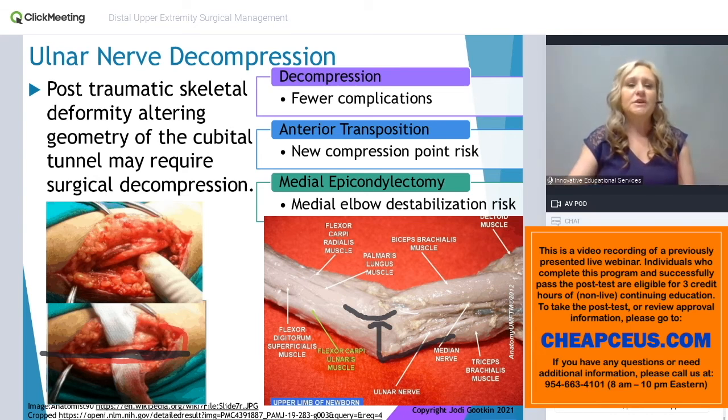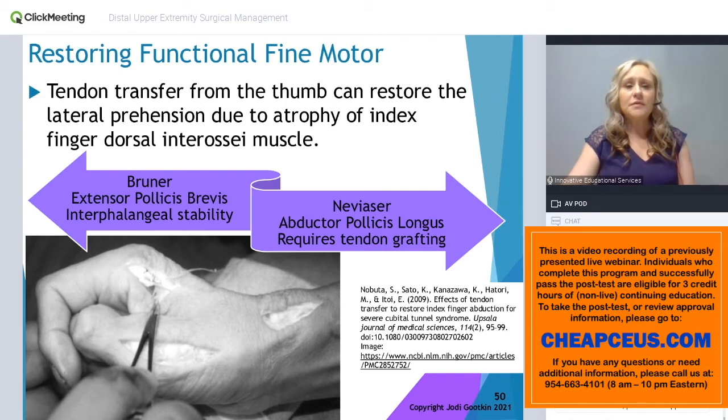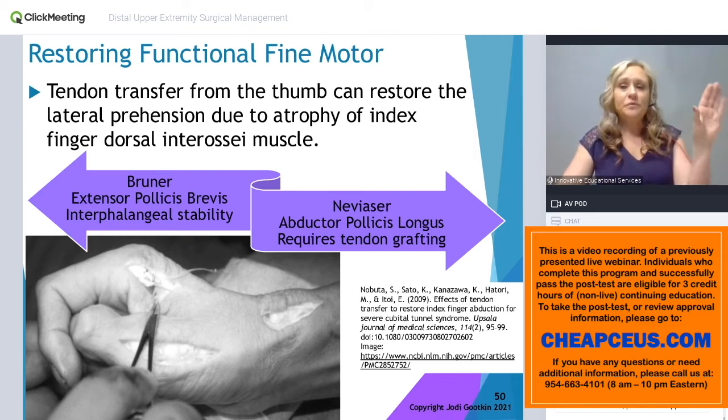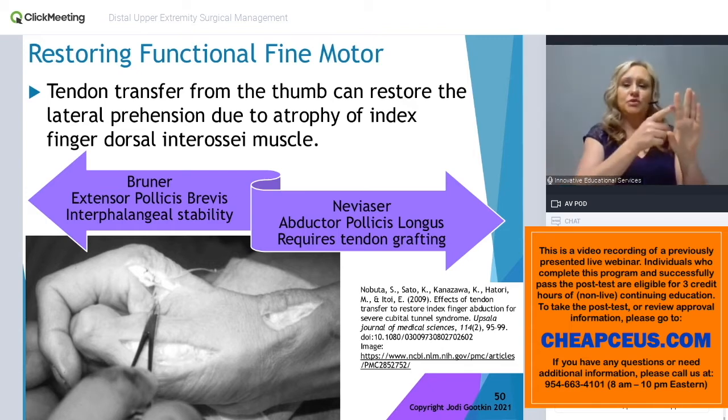So if a patient has a decompression, you do want to know which specific procedure they underwent, because your anatomy has changed, your scar tissue may be in different areas. Looking at the motor component, depending on the length of time that there has been compression of the nerve, the patient may experience permanent motor loss of that distal musculature. When we look at the grip and the lateral prehension that's necessary, the patient may lose that first dorsal interossei that creates index finger abduction.